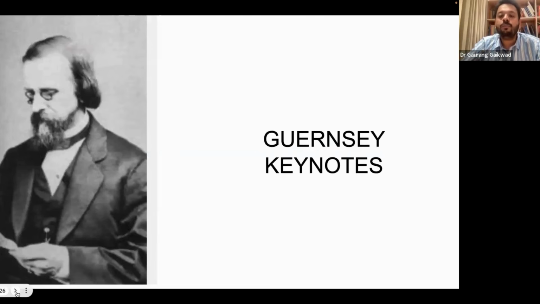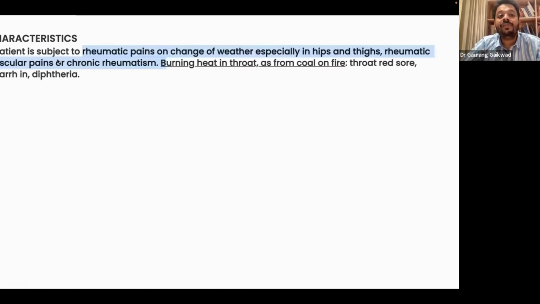Guernsey, another of the great homeopaths, he brought keynotes into homeopathy. Master Guernsey writes, patient is subject to rheumatism, pains on change of weather, typically on hips, thighs, and especially chronic rheumatism.